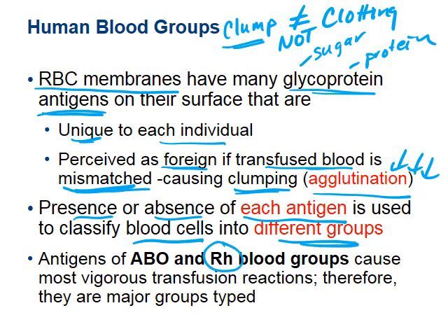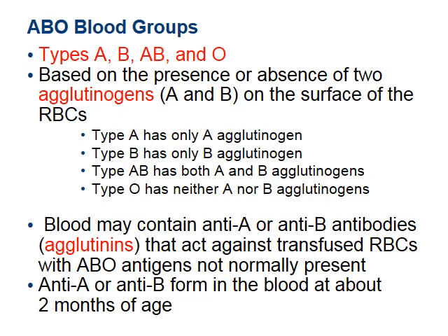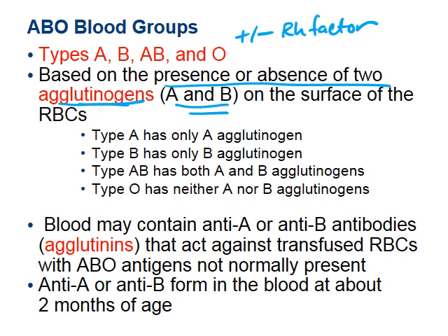There's also something called an Rh factor, and this leads to if somebody says their blood is positive or negative. So here are the 4 blood type groups, A, B, AB, and O. They can all either be positive or negative with that Rh factor. Based on the presence or absence of 2 agglutinogens, A and B, on the surface.